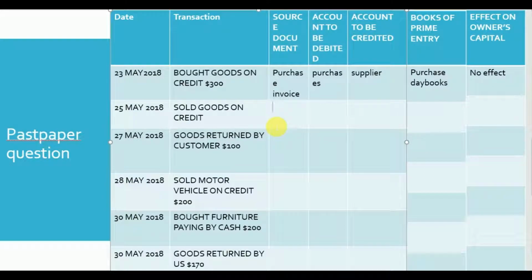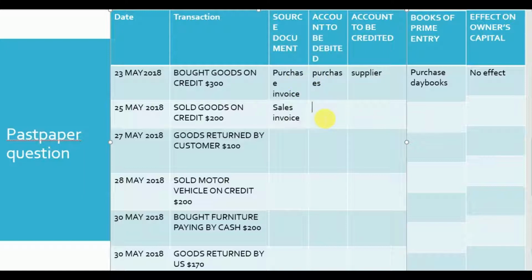Then the second entry is sold goods on credit. Sorry, I forgot to write down the amount. Now I'm writing it down, $200. So, sold goods on credit: whenever we are selling goods for the business, it is sales. Obviously, if it is sales, then the source document would be the sales invoice. We would have obtained these details from the sales invoice.